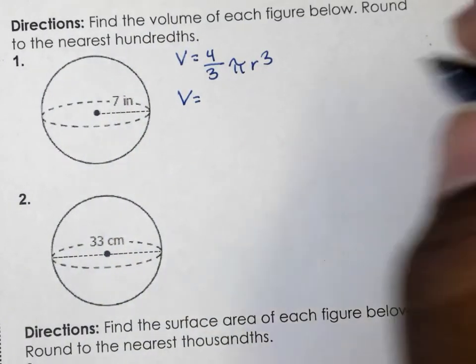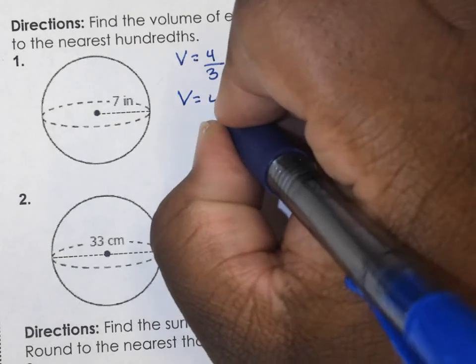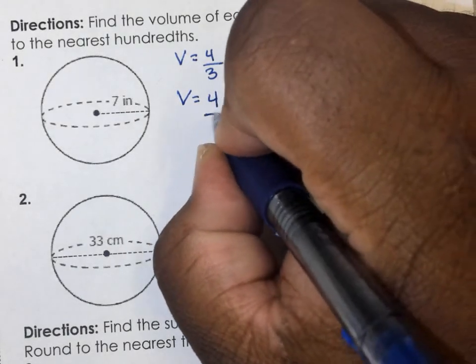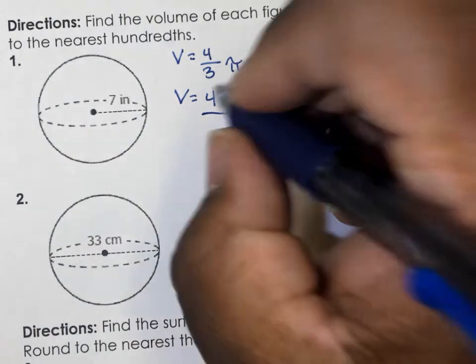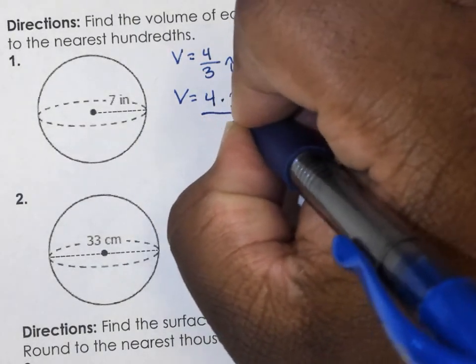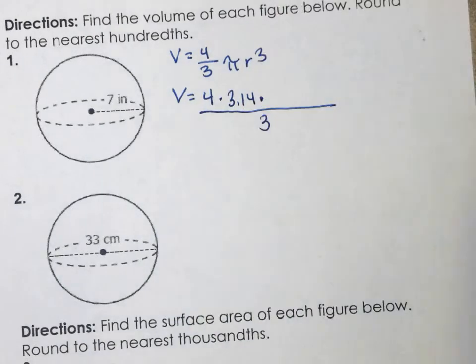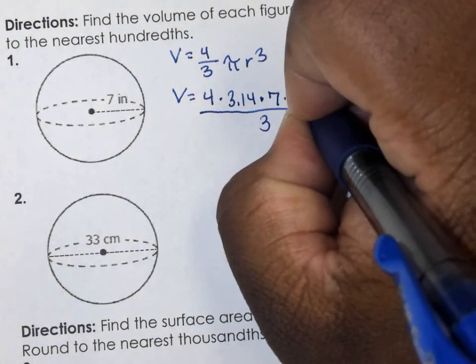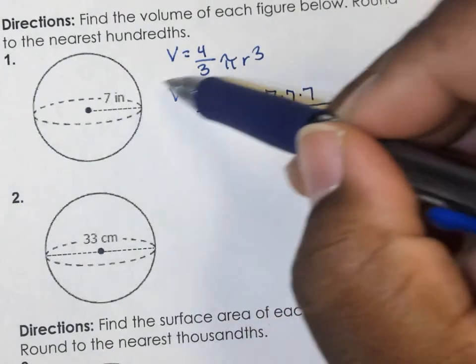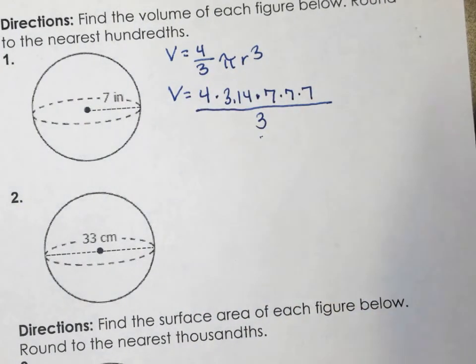Volume equals 4 over 3 pi r cubed. We can still treat the 3 like we've been treating it before. I'm going to just keep that 4 on top. On the bottom, I'm going to move the 3 in the middle. Times 3.14 times my radius, which is 7 times 7 times 7. On top, I would do all that multiplication, and then I would divide by 3.